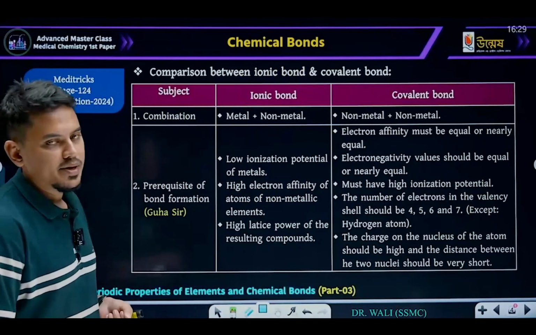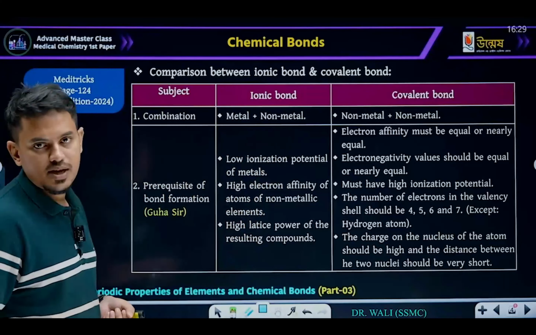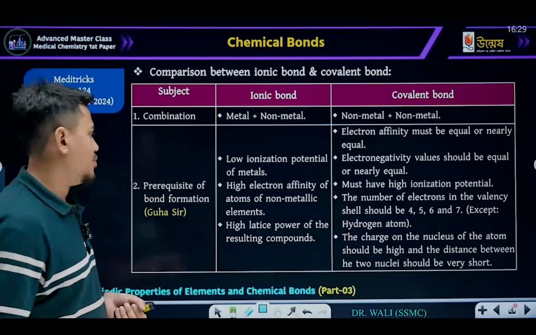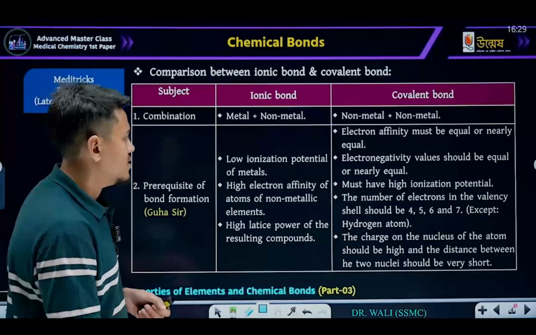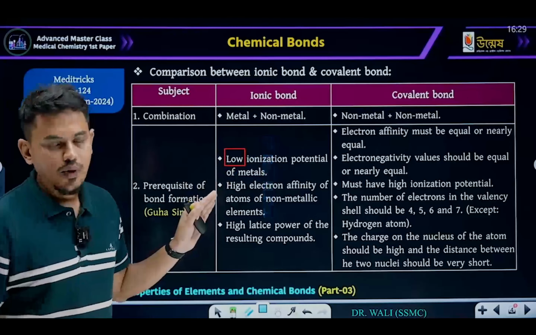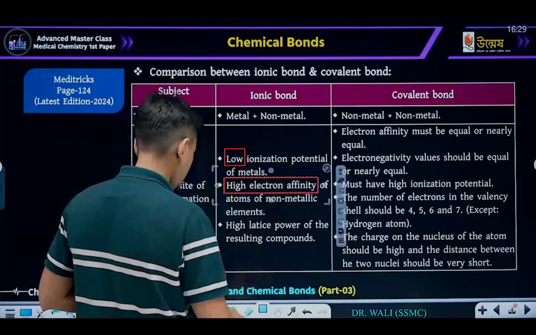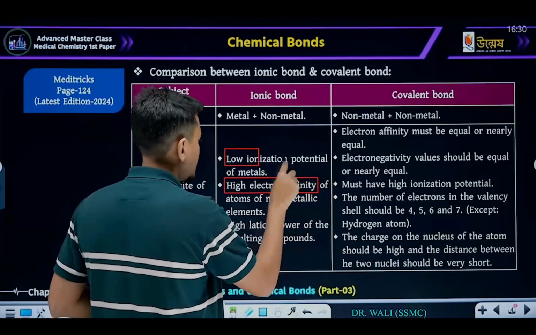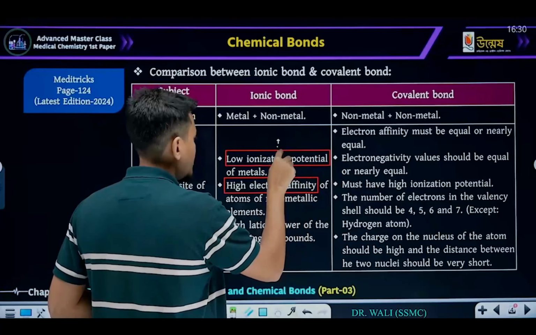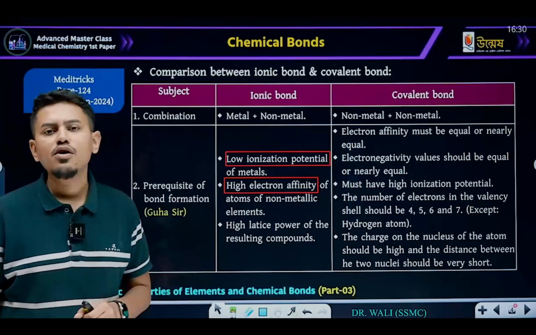We all know about the comparison between ionic and covalent bond. Let's recapitulate it. Covalent bond is between non-metal and non-metal, while metal and non-metal participate in ionic bond. Prerequisites of bond formation. These are very important information. Metals should have low ionization energy, while non-metals should have high electron affinity. What are the conditions for metal and non-metal? You have to memorize. Low ionization potential for metals and high electron affinity for non-metals.